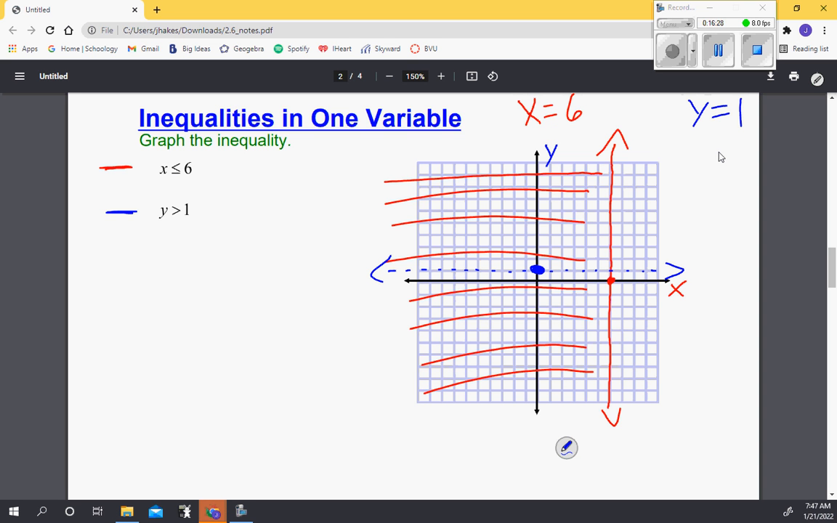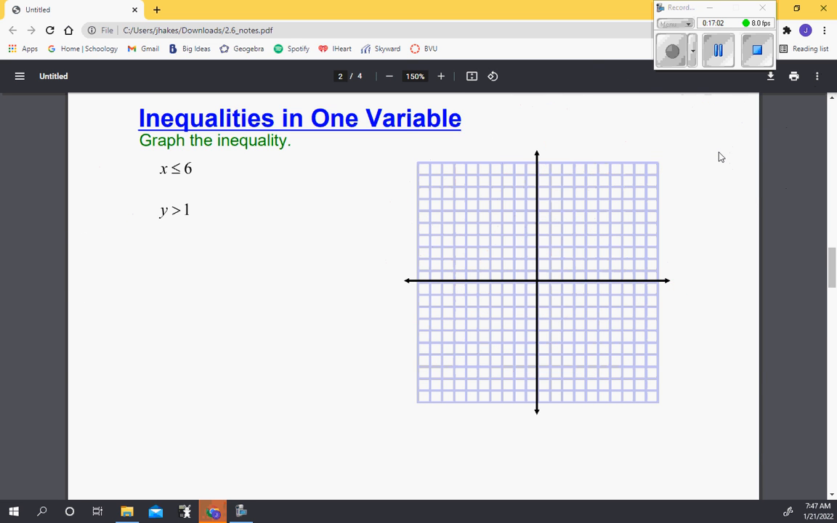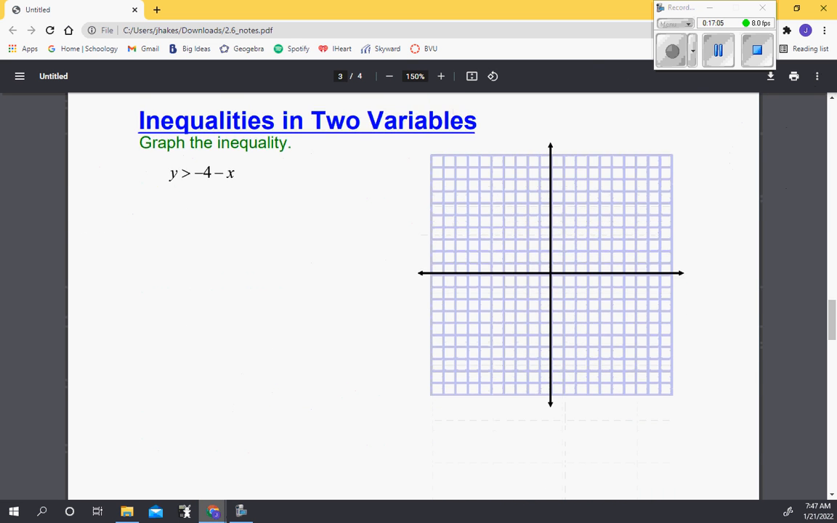Now we have to shade. If it's greater than 1, think about which side of that line is greater than 1. Is it above that line or below that line? Greater than is everything above. So that's what we have to do to shade our graphs. That's how we graph our solutions. Moving on to the next one.